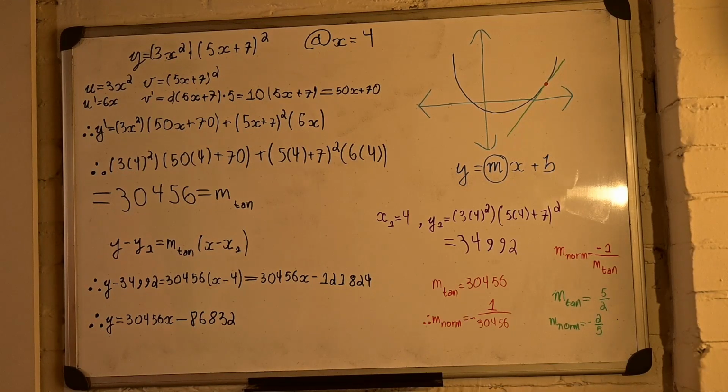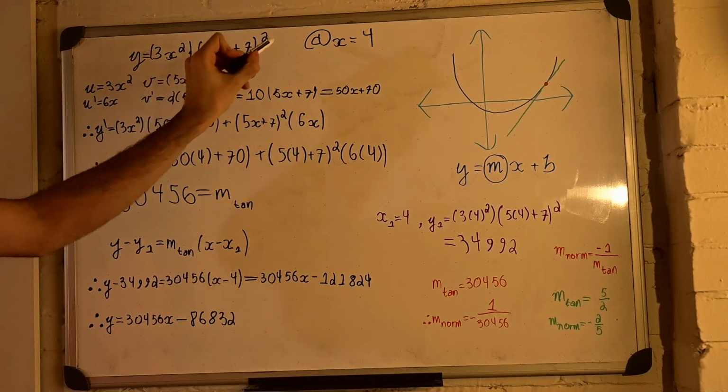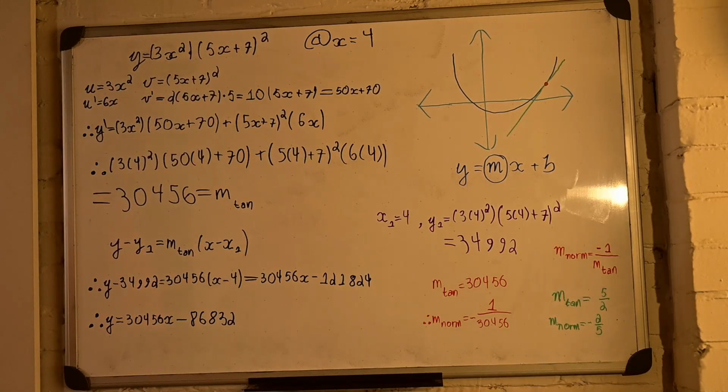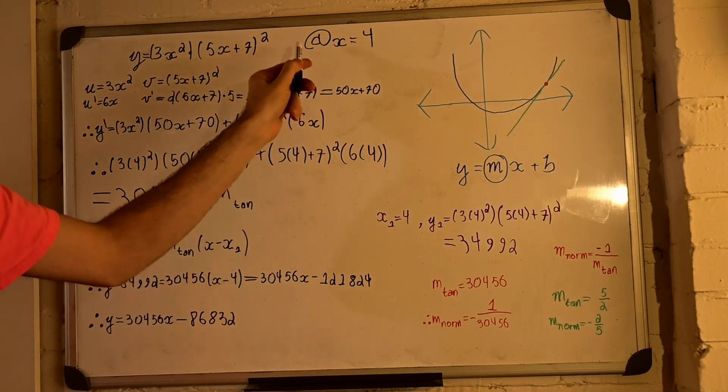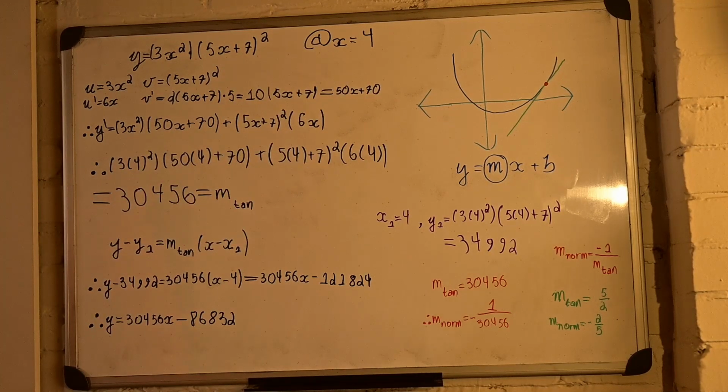Okay, so finding the equation of the tangent line. Let's say you're given a function, in this case y equals 3x squared times (5x plus 7) squared, and they want you to find the equation of the tangent line at x equals 4. So first thing you're going to do, you're going to find the derivative.